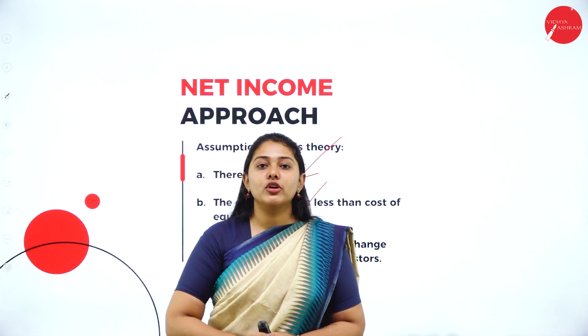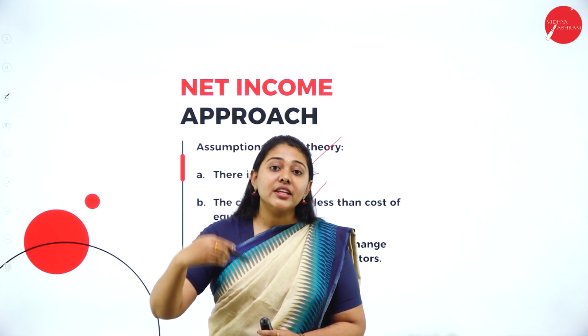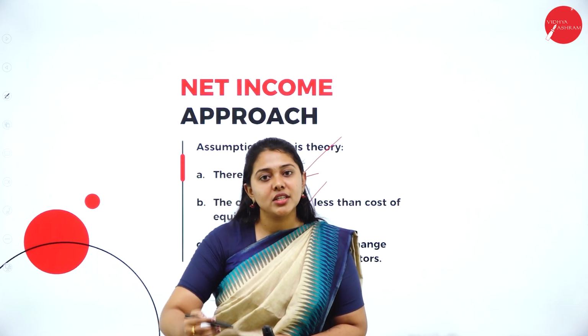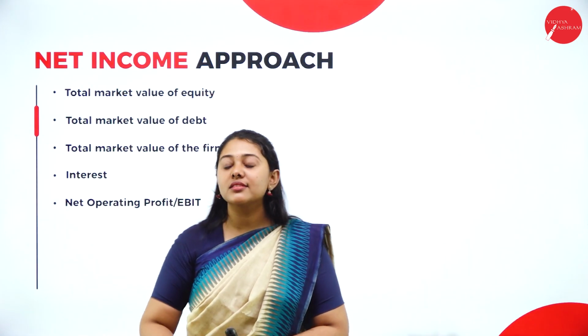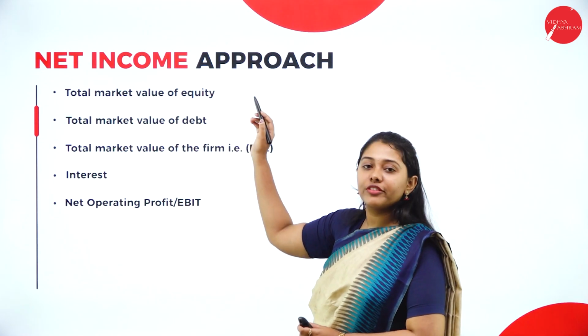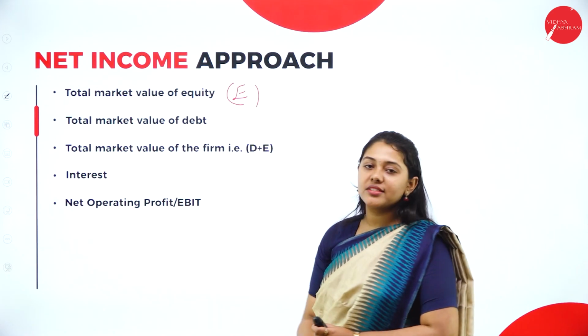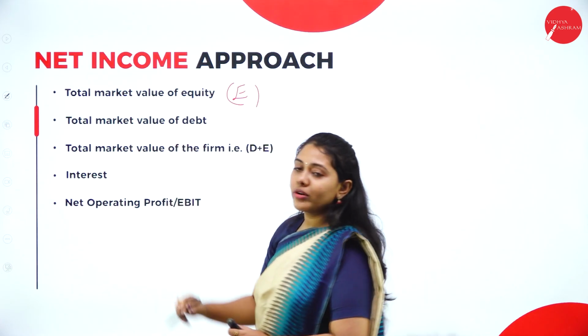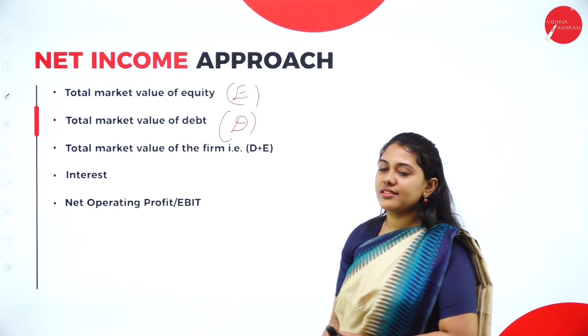So the usage of your capital structure will affect the value of the firm, increasing the value of the firm by decreasing the overall cost of capital. So let us understand the abbreviations. What is the total market value of equity? Symbolically it is represented as E. Total market value of debt is symbolically represented as D.